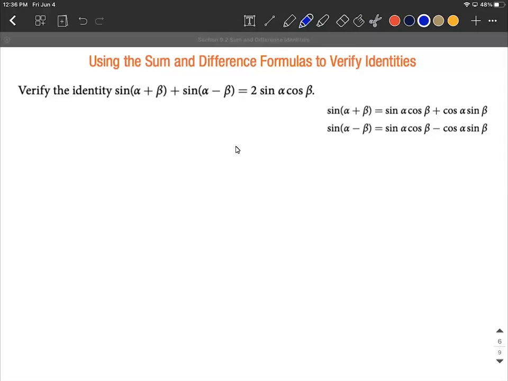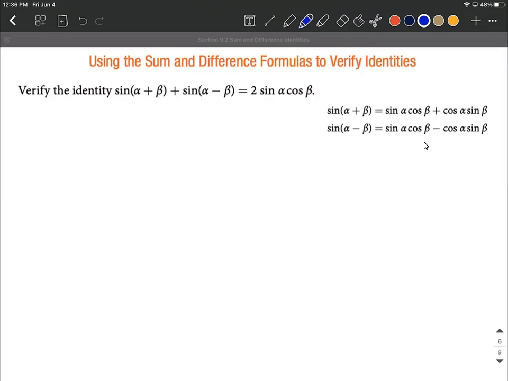All right, let's verify this identity. So when we're verifying identities, we want to take a look at both sides and kind of say to ourselves, which one of these two sides looks a little bit more difficult. In this case, I'm going to choose the left-hand side because we have an addition going on inside of this sine function and a subtraction going on inside of the sine function. So I'm going to pull out the sum and difference formulas for sine.